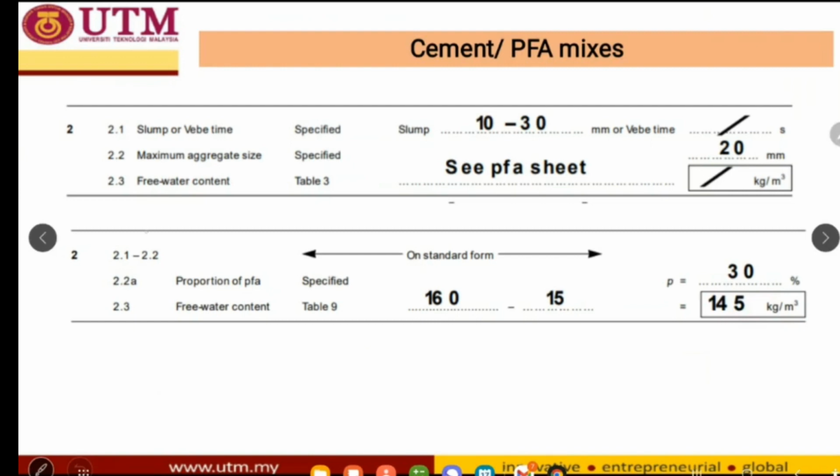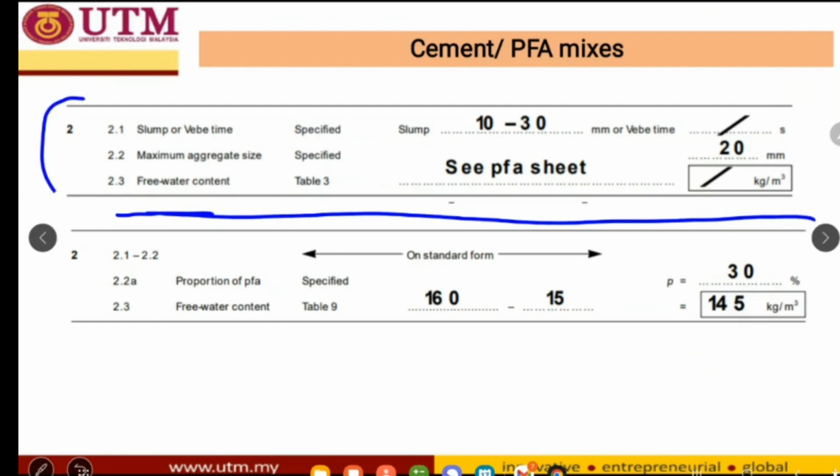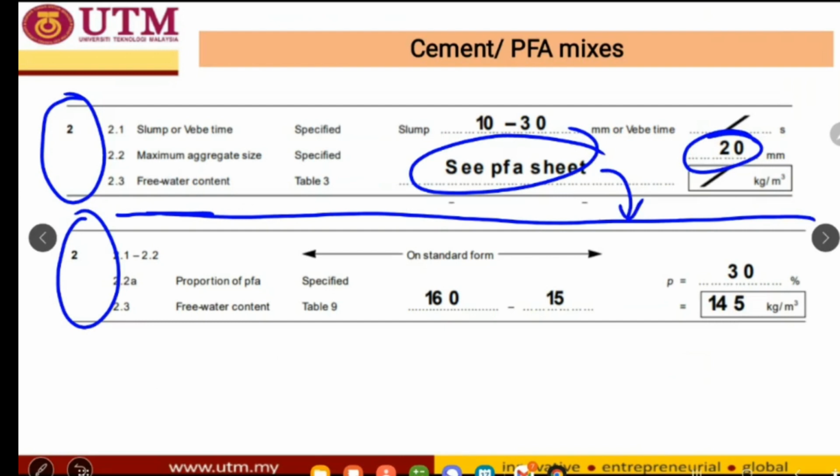Here you can see I have put the conventional design sheet. So this is the conventional one, and then this one is the design from the PFA sheet, right? For the slump and the VB test we use 10 to 30 mm. For the maximum aggregate size we are using 20 mm. Then for the free water content we have to use the PFA sheet, which is this one. The 2.1 and 2.2 are from the standard form, and the proportion of the PFA has already been specified, which is 30%.